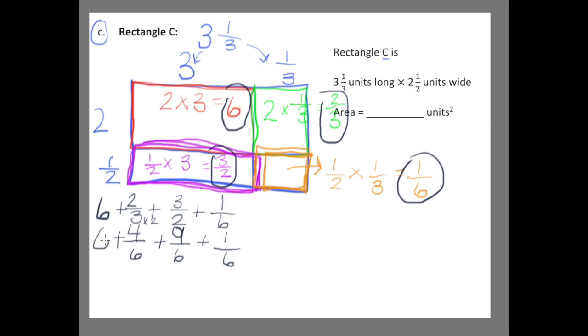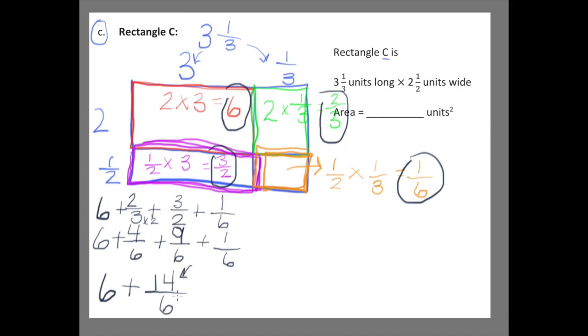So now we have 4 partial products. We have all common denominators. We have the same denominator here for our fractions, so that's really helpful. Let's go ahead and add these together. So our whole number right now, what we're working with, is 6. 4 plus 9 plus 1. Okay, well, I know 9 plus 1 is 10. 10 plus 4 is 14. So what we're looking at is 6 plus 14/6.